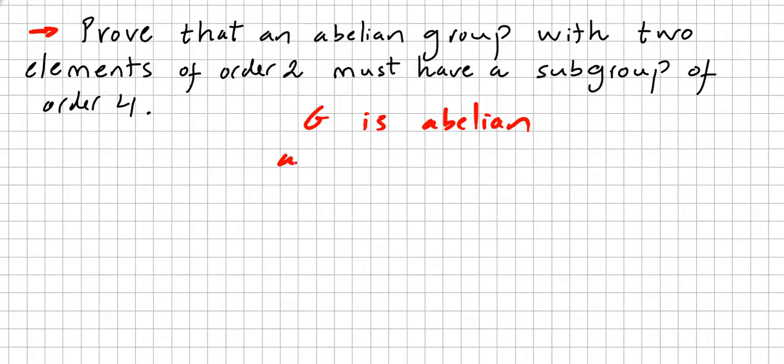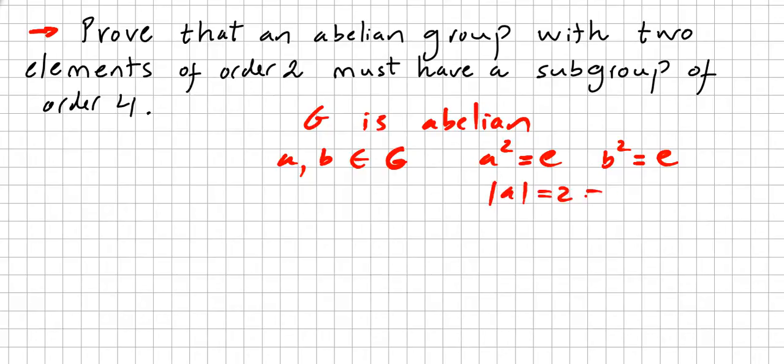And we know that there are elements A and B in G with two elements of order 2, where A squared equals the identity and B squared equals the identity. So G, by hypothesis, is Abelian, and in this group G there are two elements of order 2. This is the order of an element: how many times do you have to perform the operation on an element in order to get the identity? That's what the order of an element is. So A has order 2 and B has order 2. You can check my other videos for all this.